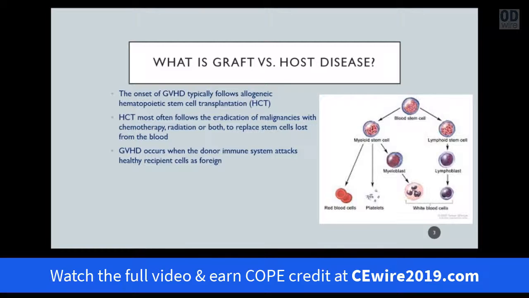Today, the majority of stem cell transplantation occurs with HLA-matched unrelated donors. Therefore, we know that other genetic differences outside the HLA region, or minor histocompatibility regions, may contribute to graft-versus-host disease.